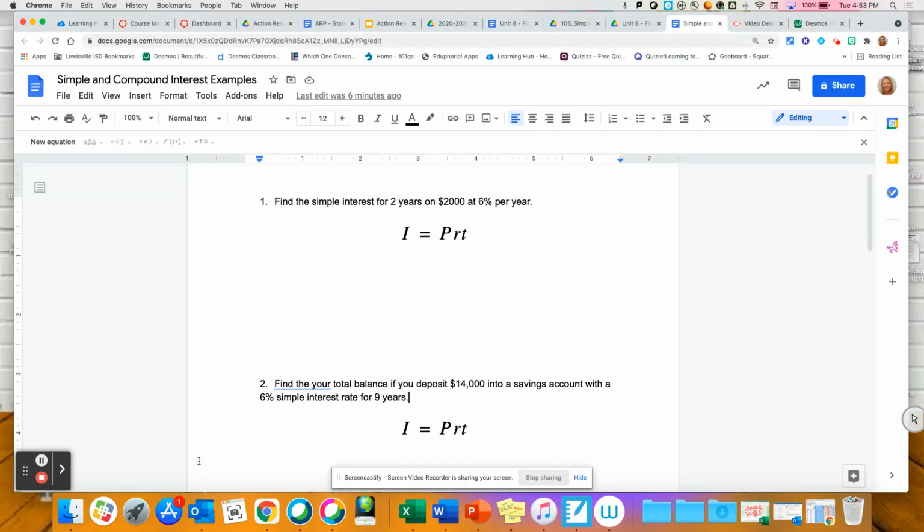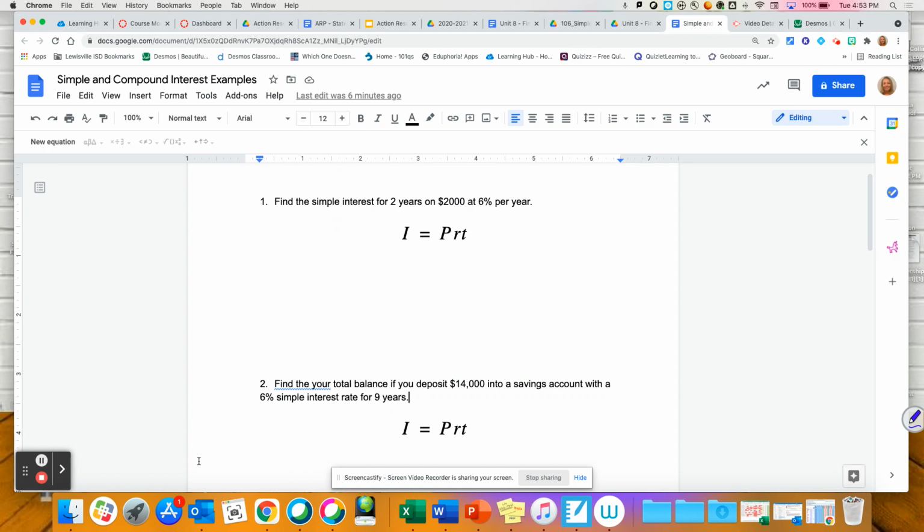All right, today we are going to practice using simple and compound interest formulas. For number one, you're going to find the simple interest for a loan that is $2,000 for 2 years at a simple interest rate of 6%.